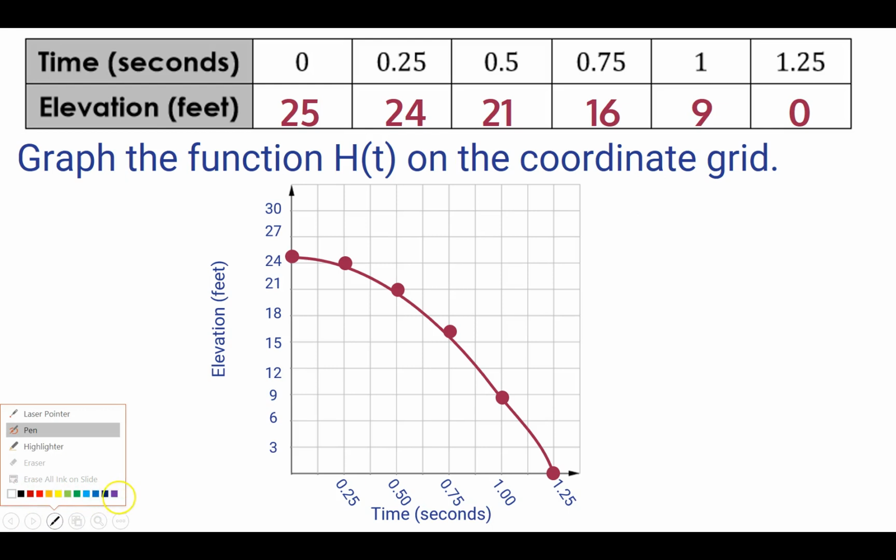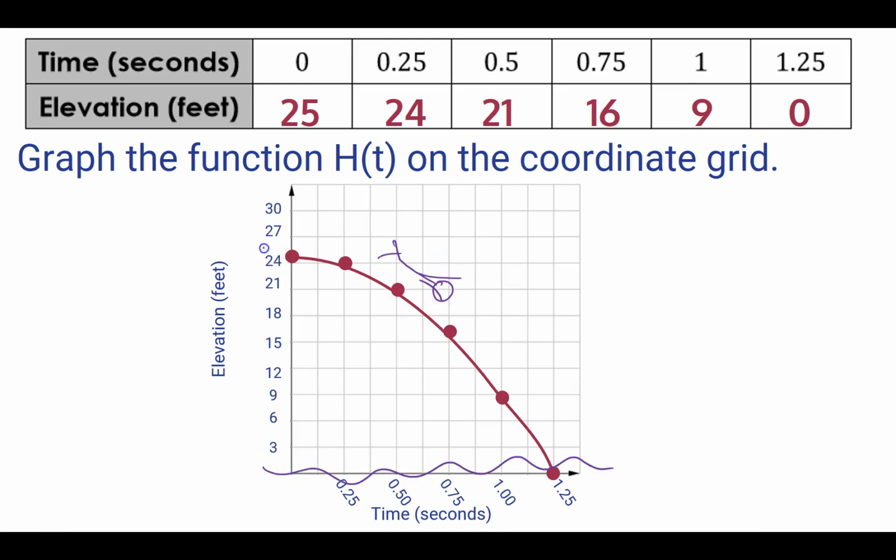So notice as we are moving across the graph, we are decreasing. Does that make sense? What was this showing? What's the situation? The situation of the problem was someone diving into a pool. Does that make sense with what you see? Does this look like somebody is diving off of a diving board into a pool of water? Yes, it makes sense. Okay?